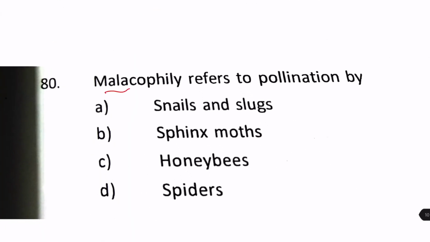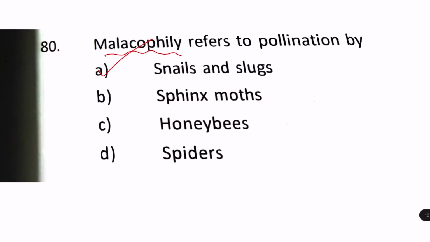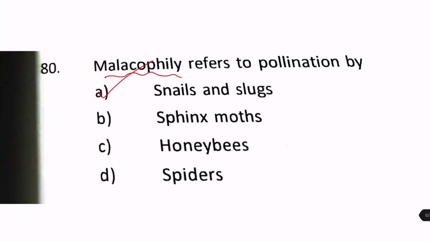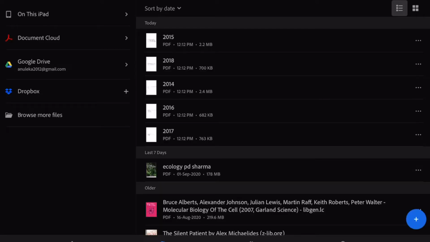Next question. Malacophily refers to pollination by snails and slugs, sphinx moths, honeybees, or spiders. It will be snails and slugs. Okay, so that was the last question from 2014. Let's move on to 2015.